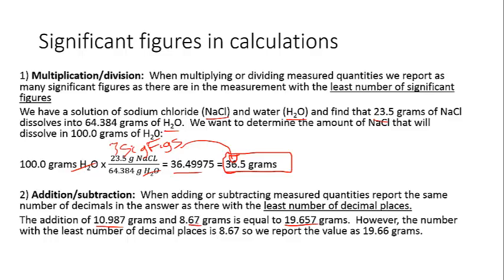It has 2 decimal points. So we would report this value here as 19.66 grams. So the number of decimal points in our answer reflect the number of decimal points in the number with the least number of decimal points. This has 2, and so our answer must have 2 decimal points.